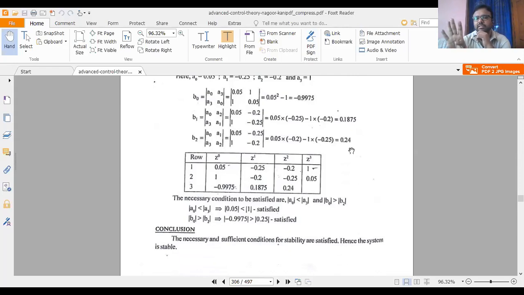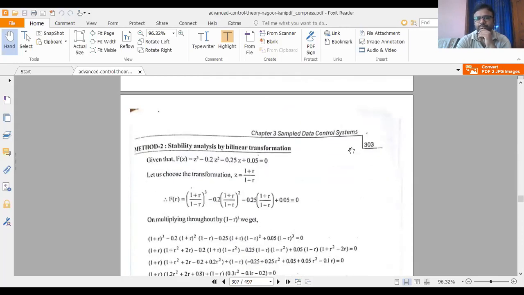So all the four conditions are satisfied for this characteristic equation. So we can conclude that this particular system is a stable system. Okay. So next we are going to enter into the next problem.